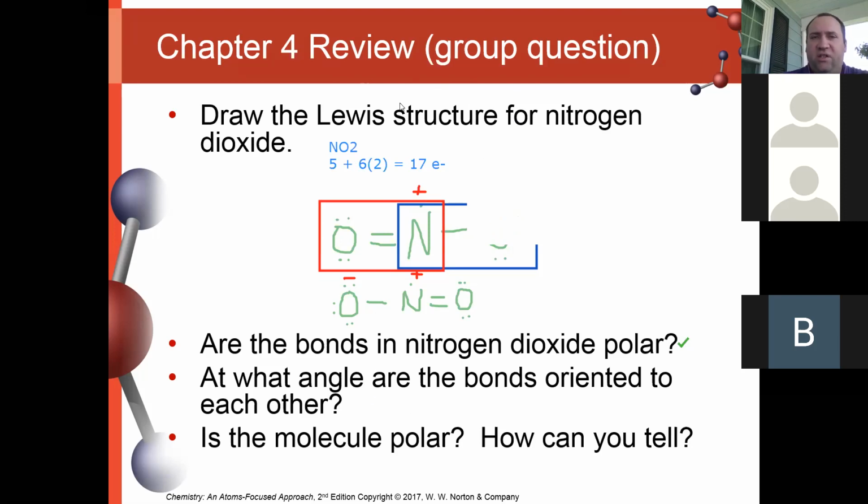But these other 2 questions, well, we really don't know the answer to at this point. What angle are these oriented to one another? Well, if we look at the drawing, we'd say, well, they're set up in a straight line. They'd be 180 degrees apart. Reality is, that's wrong. That's actually incorrect. And the reason why, can we determine if the molecule is polar? No, not at this point. So there are questions that we cannot answer yet.